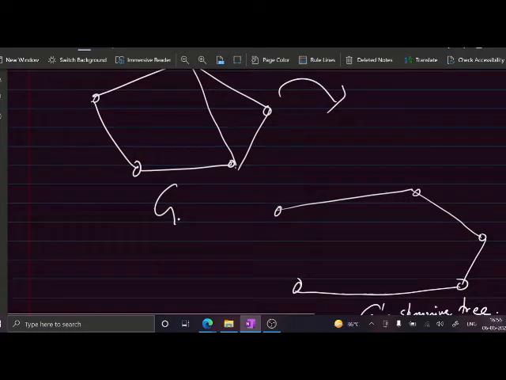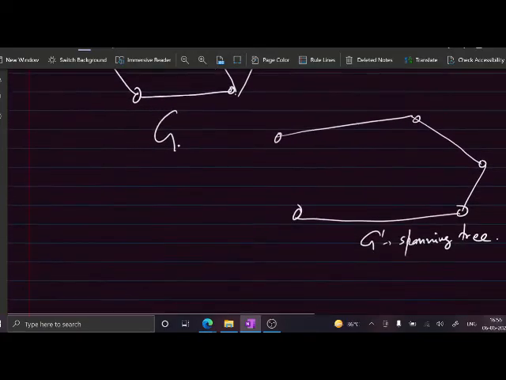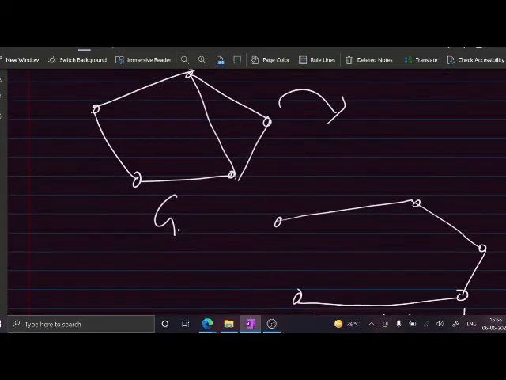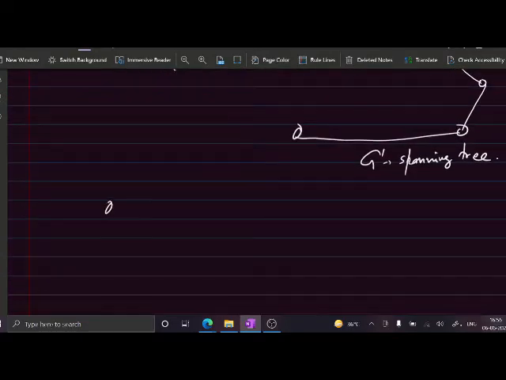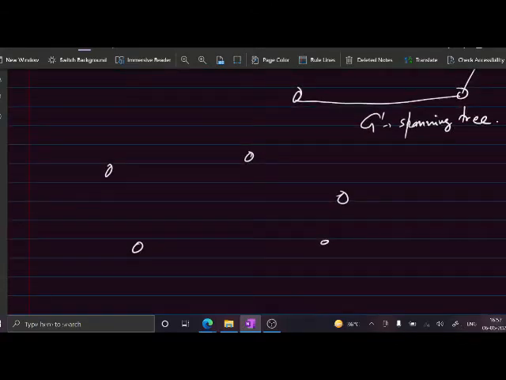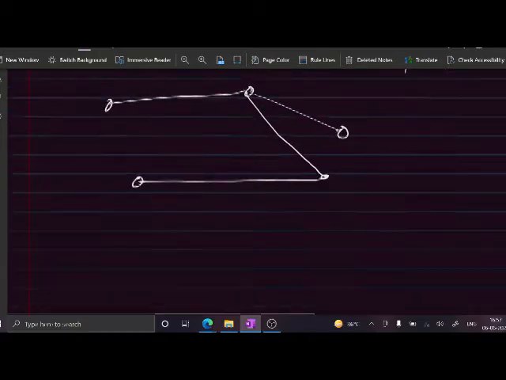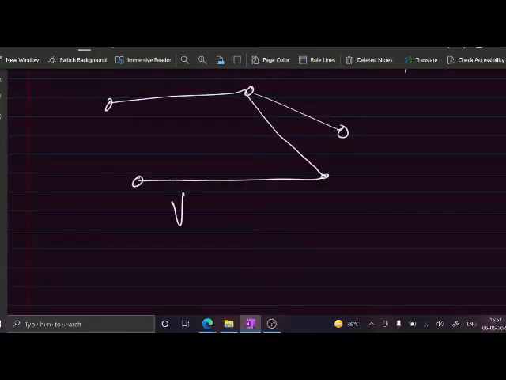Also you can take this one. Suppose you take this one, and also we have this, right? So this is also, suppose it is G2, and it is also a spanning subgraph which is connected and acyclic.